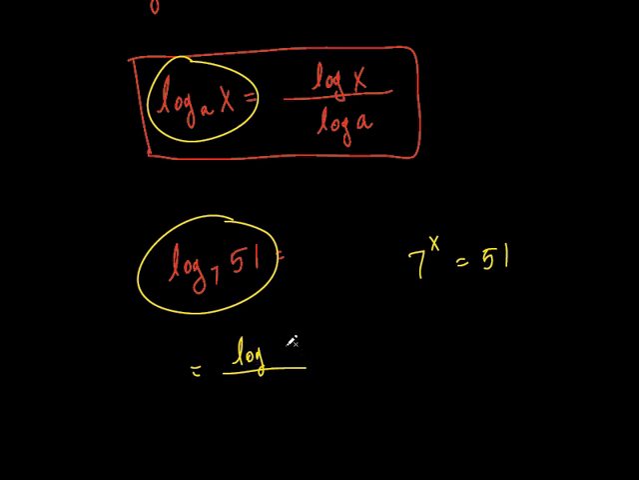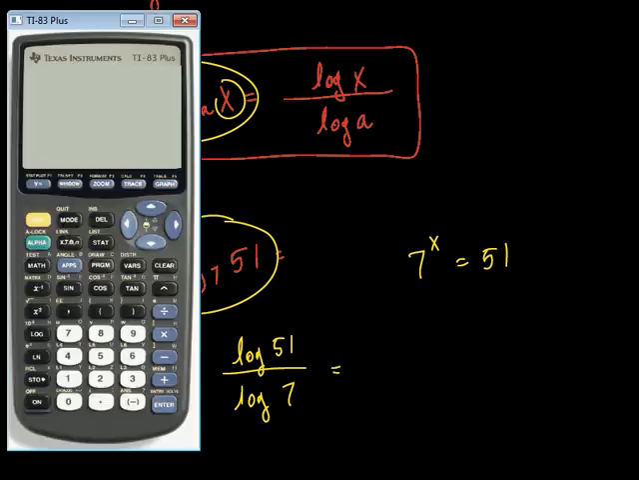I'm just going by that little formula right here. This says log base a of x equals log of x over log of a. Which one is the x? It's this one. So it's going to be log of 51 over log of a. What's the a on this one? It's the 7. Now again, these are log base 10, so I can do this on a calculator. So I just use the log button on my calculator.